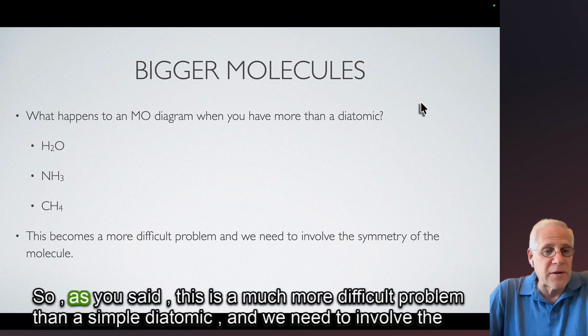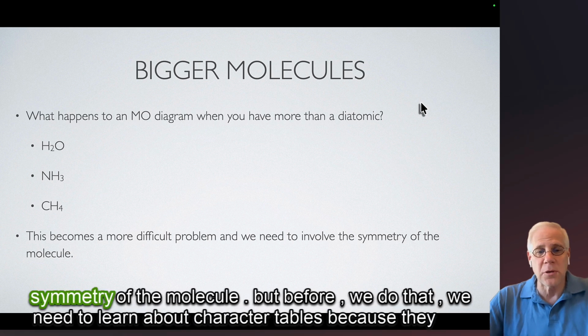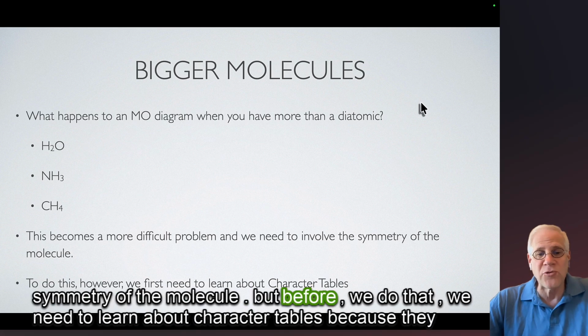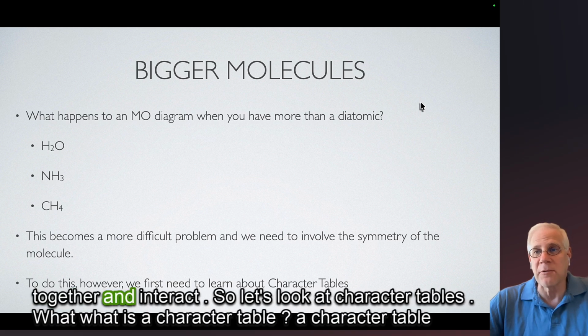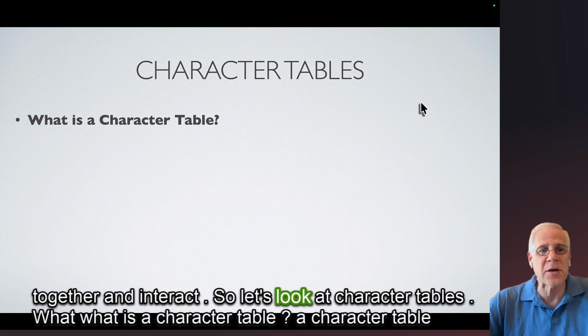So, as you can see, this is a much more difficult problem than a simple diatomic, and we need to involve the symmetry of the molecule. But before we do that, we need to learn about character tables, because they really tell us how the symmetry of the molecules and the symmetry of the various atomic orbitals come together and interact. So let's look at character tables.